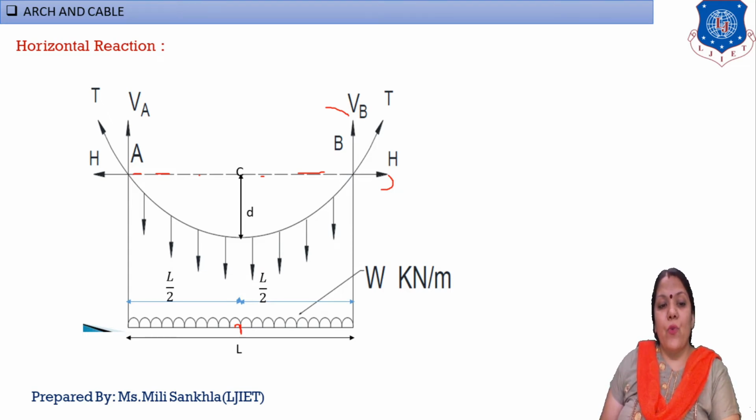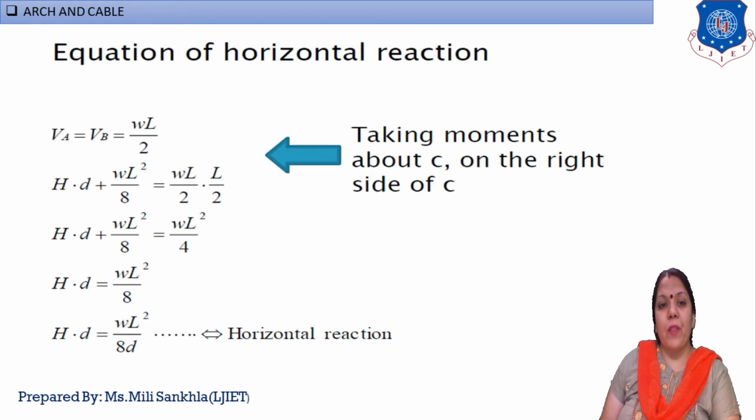The UDL load is given uniformly over the entire span. That means the support reactions VA and VB are each equal to WL by 2, which we can find directly. Now here is the equation of horizontal reaction. Now we find H, because VA and VB are known. The total load is equal to WL, and half of the load is equal to WL by 2.